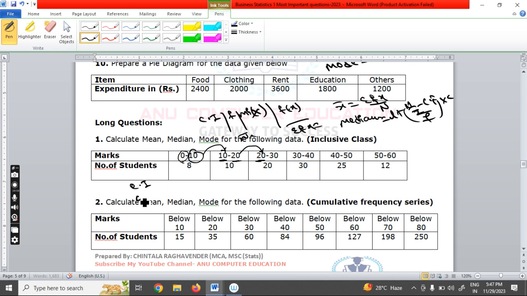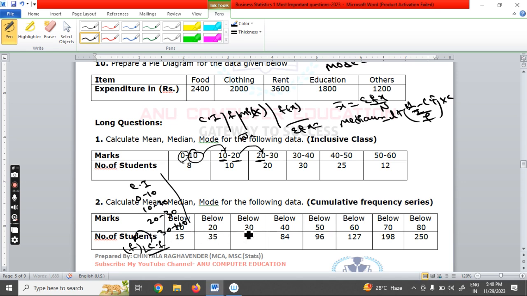So how to convert? 0 to 10, 10 to 20, 20 to 30, and 30 to 40. You have to convert the class intervals now. After this, what are the frequencies which are given to you? This is not frequency. This is cumulative frequency. Which cumulative frequency? This is less than cumulative frequency. So what do we have to do? We have to convert the less than cumulative frequency into frequency.